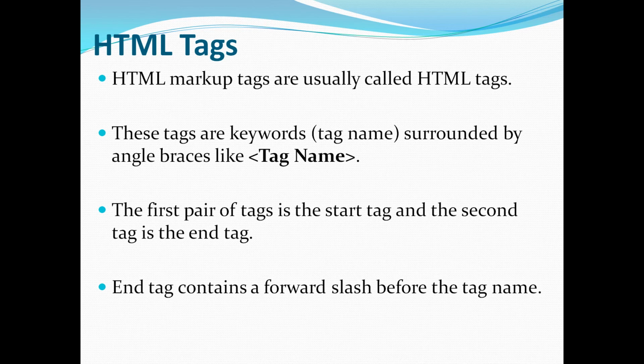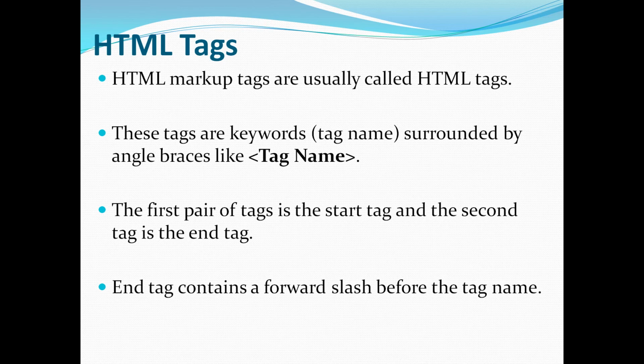Here, tags means keywords used in HTML, hypertext markup language. The keywords should be surrounded by angle brackets. We have to use angle brackets. You can see one example: angle bracket, tag name, then closing bracket, the less than symbol and the greater than symbol. Normally we say less than and greater than symbol, but here they are angle brackets. So the tag should be enclosed in the angle brackets.